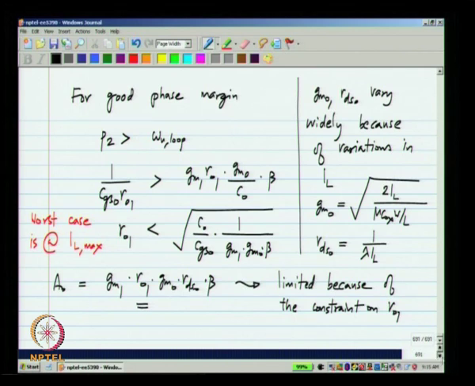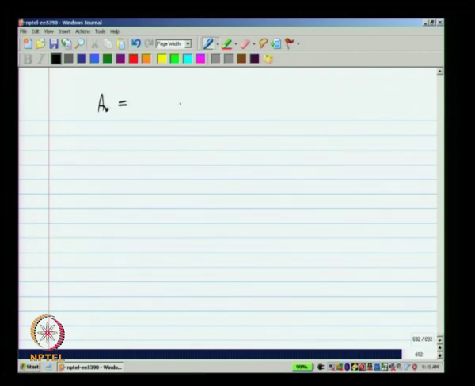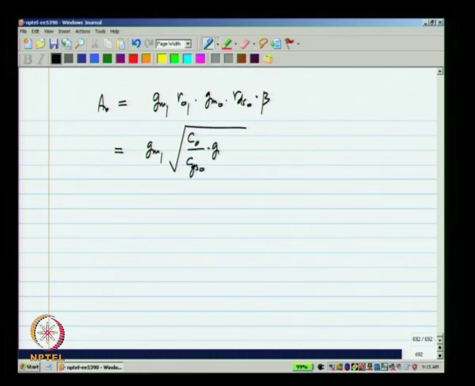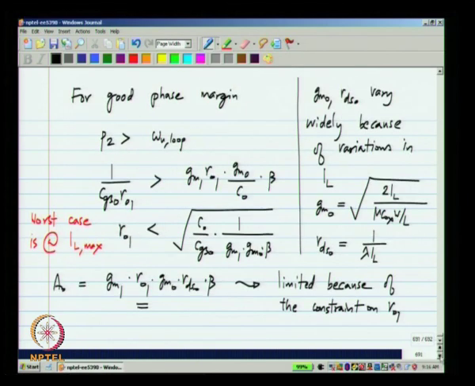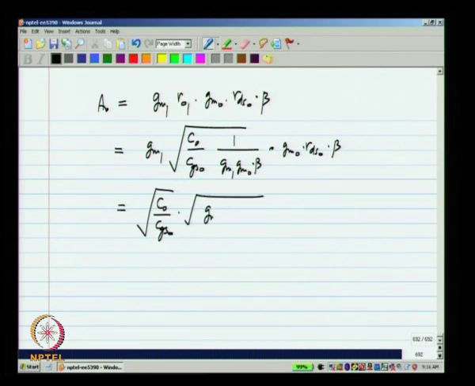Now if you expand the relationship for A0, okay, we will get GM1 RO1 GM0 RDS0 times beta, which is basically GM1 square root of C0 by CGS0 times one over GM0 times beta, which times GM0 RDS0 beta, okay, which basically translates to square root of C0 by CGS0 times square root of GM0 beta times RDS0, okay.